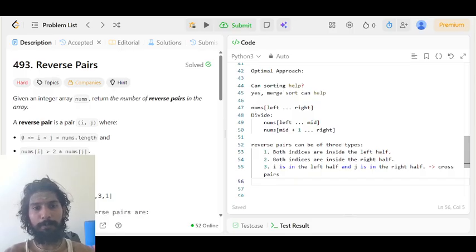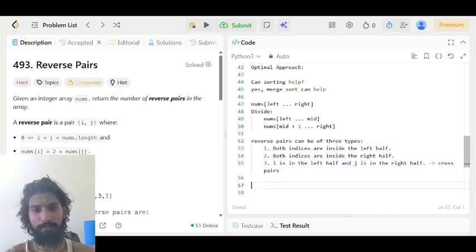So at every step we do three things: count pairs in the left half, count pairs in the right half, and count cross pairs between the left half and the right half. Then we merge the two sorted halves. Suppose after recursive calls, both halves are sorted. So let's see how to count cross pairs.